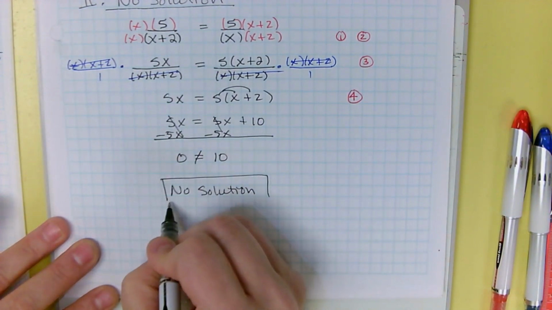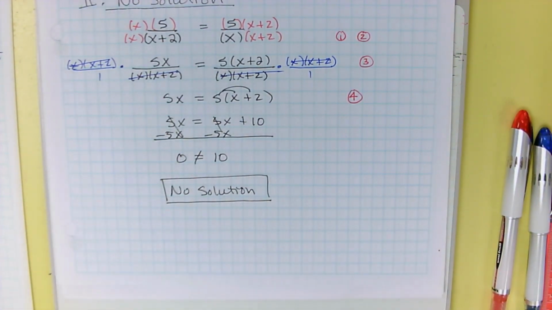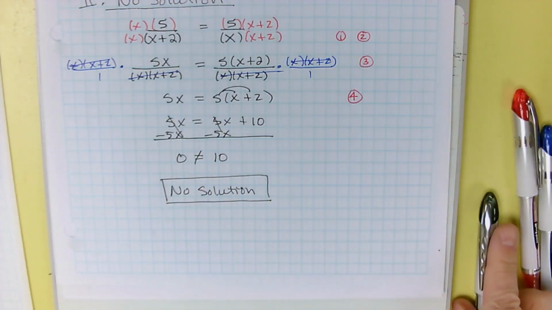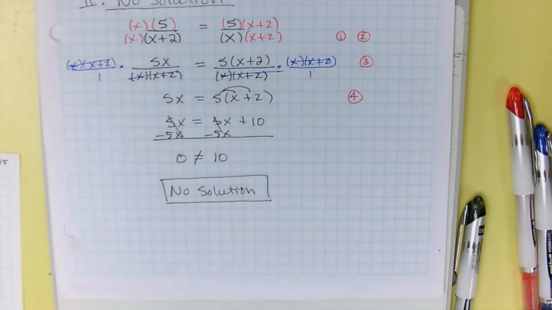So there is nothing to check for extraneous solutions because we didn't get any solutions. I don't want you to mix up extraneous solutions versus a no solution equation. No solution meant we didn't get any numbers at all.